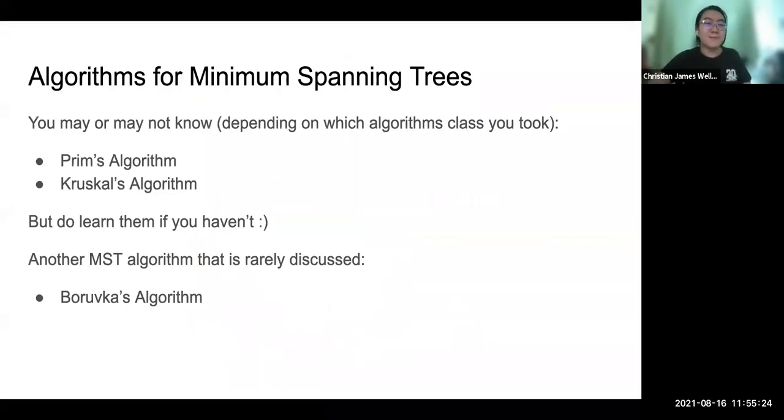So, algorithms for minimum spanning trees: you may or may not know Prim's algorithm or Kruskal's algorithm. This depends on which class you took, but do learn them if you haven't. Prim's algorithm requires you to know a little bit about the binary heap priority queue data structure. Kruskal's algorithm will require you to know a little bit of the union find, or disjoint set, data structure. Another MST algorithm, I believe in CS3230 under Prof. Seth Gilbert, you have talked about Borůvka's algorithm. But personally, I think this is rarely discussed. You can also have a look if you want to. But more importantly, do look up Prim's and Kruskal's if you haven't already.